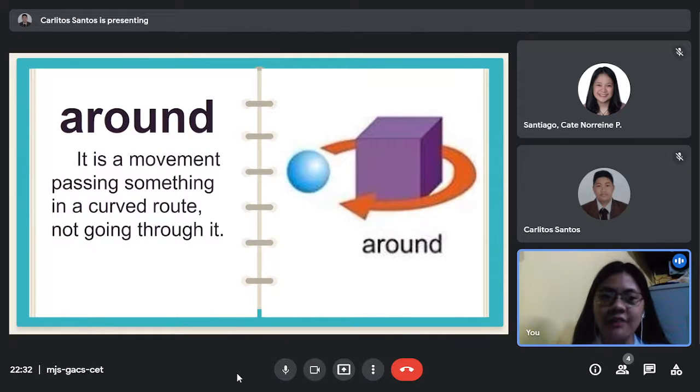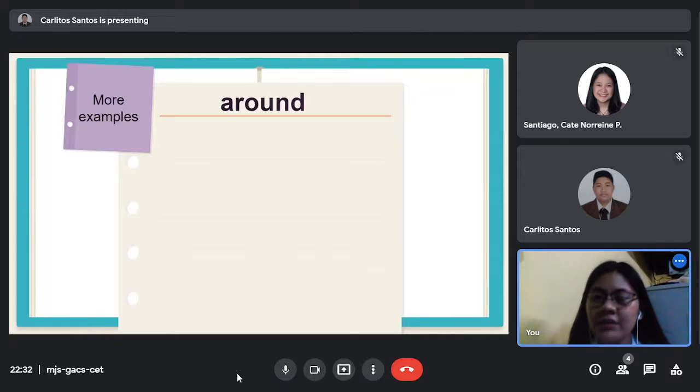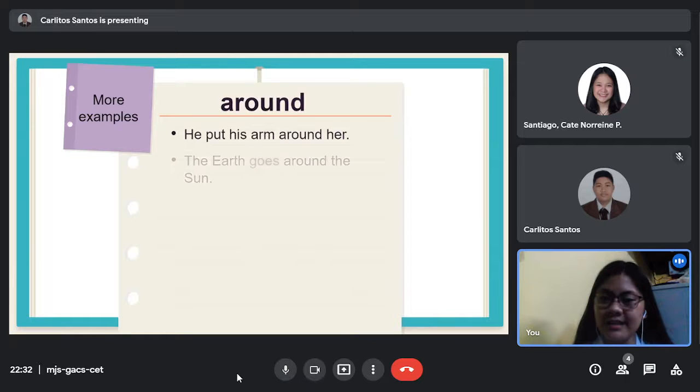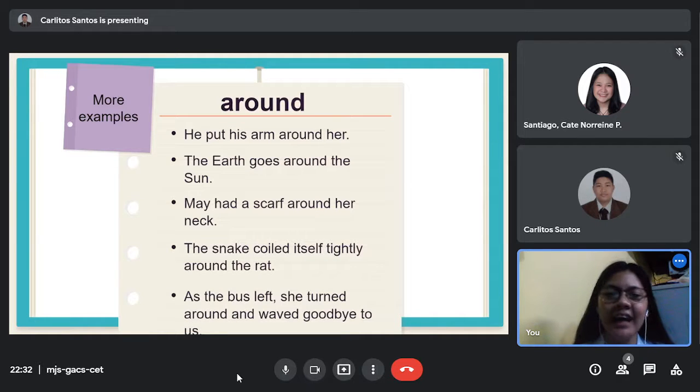Then let's also have different samples, different sentences. And then let me read it for you. For the first sentence, he put his arm around her. Number 2, the earth goes around the sun. Number 3, May had a scarf around her neck. Number 4, the snake coiled itself tightly around the rat. And for the last sentence, as the bus left, she turned around and waved goodbye to us.